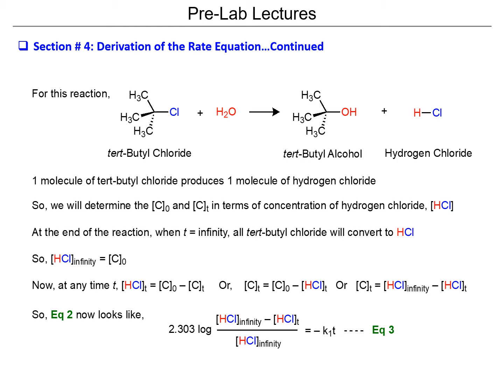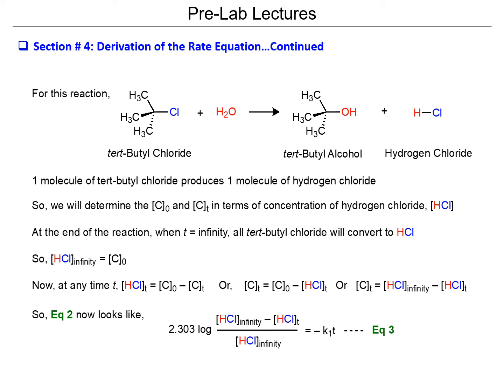So the thing to look at here is when the reaction begins, of course, you've got 0 hydrochloric acid. And when the reaction is fully complete, which we'll just call t equals infinity, all of that tert-butyl chloride will be gone, and it will be converted into hydrochloric acid. So you can just say the concentration of HCl at time infinity is equivalent to the concentration of your initial tert-butyl chloride, because it's a 1-to-1 ratio. There are the same molar equivalents, so there should be concentration equivalents.